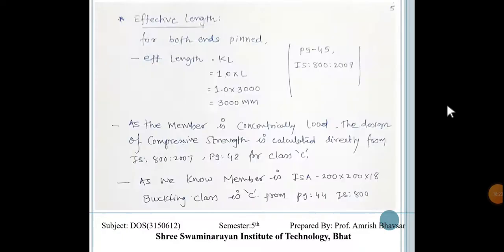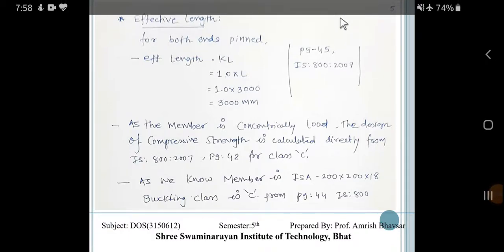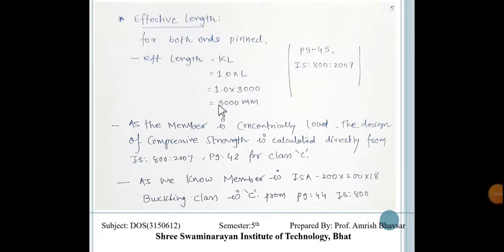Now effective length. Whenever both ends are pin, the effective length KL is equal to 1.0, that is given on page number 45, IS 800. So again KL is equal to 1, that is 3000 mm. Now as the member is concentrically loaded, the design compressive strength is calculated directly from IS 800, page number 42 for class C.